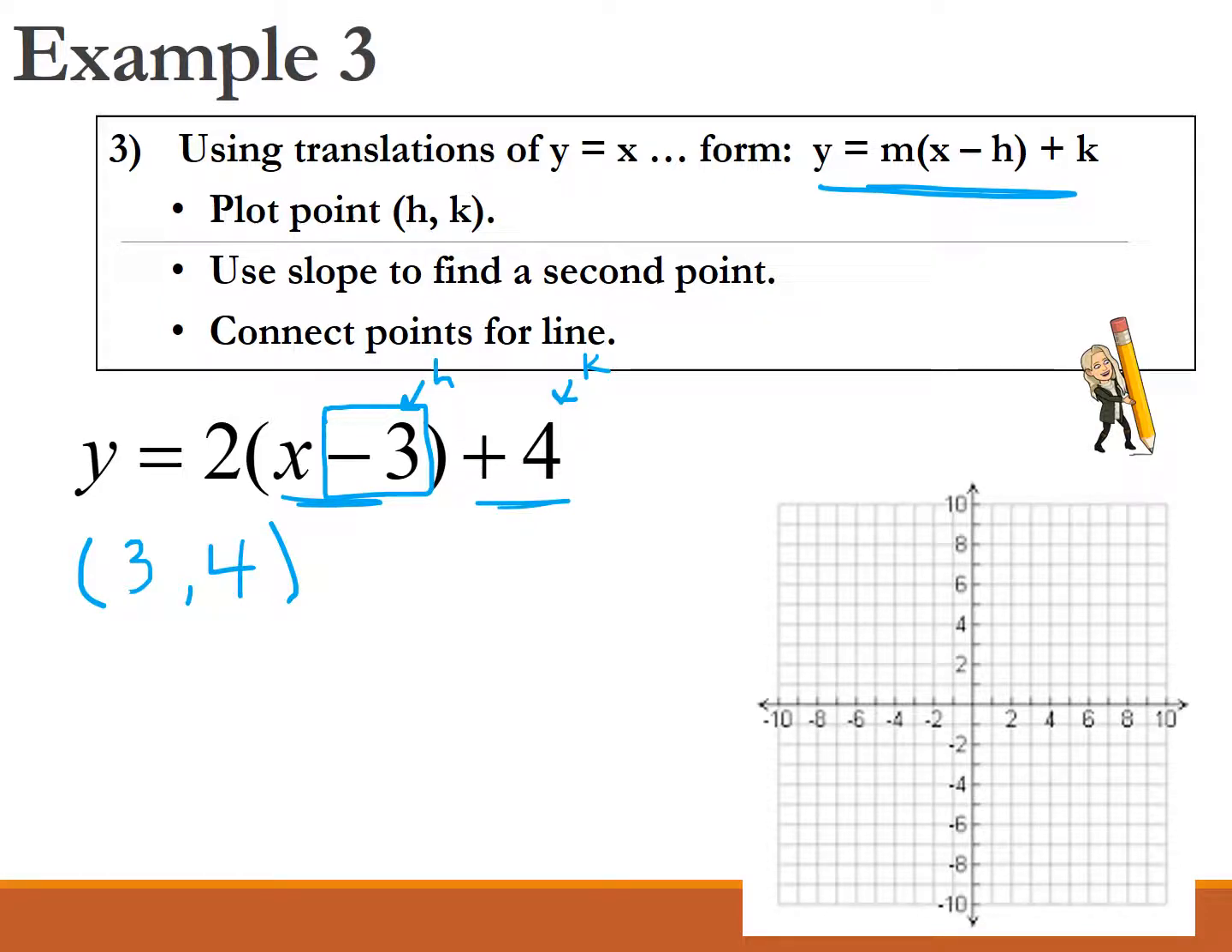So I need to go to my graph. I need to graph the point 3, 4. So I go to the right 3 and I go up 4. And I graph that on my coordinate plane.